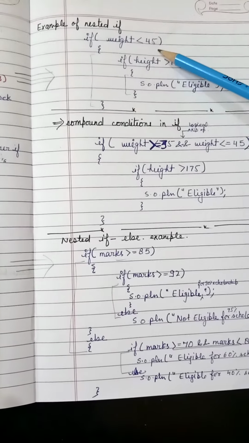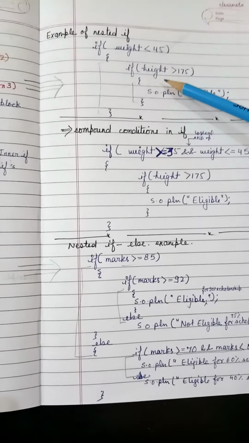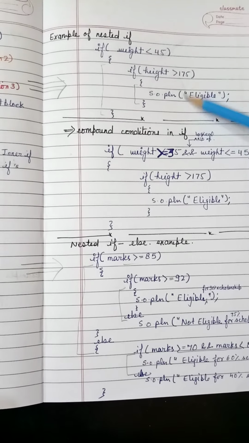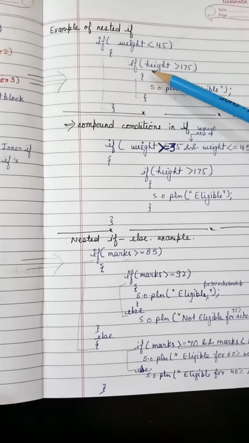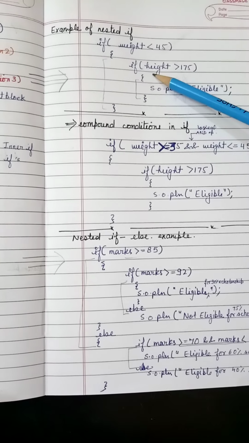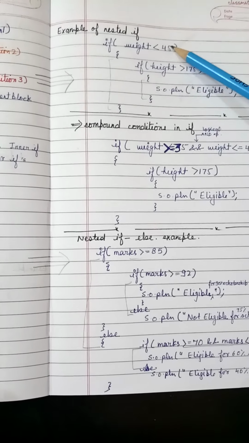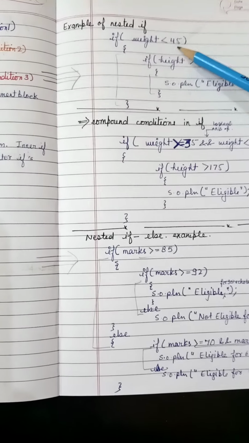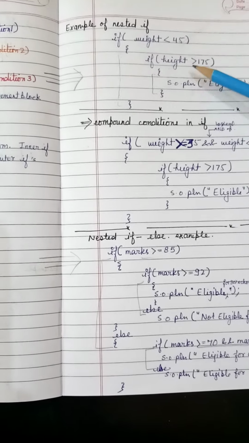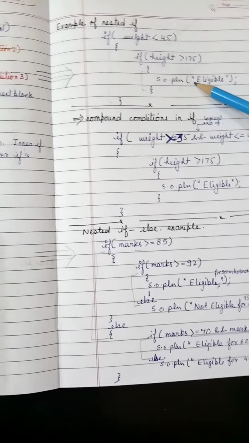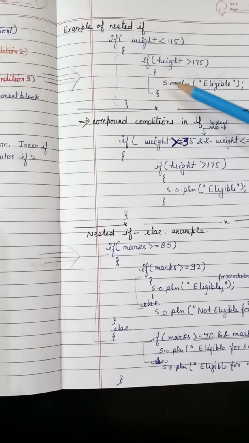Suppose the weight is 30 but the height is 150, then you will not get any output, as you have not written the else part in this if. There is no else part. The weight is less than 45, suppose 30, but the height condition is false, so nothing is printed.